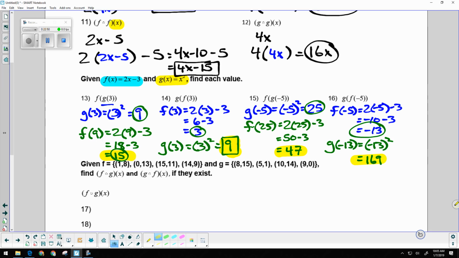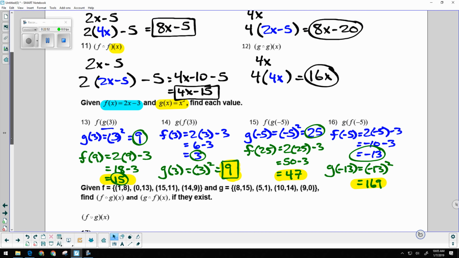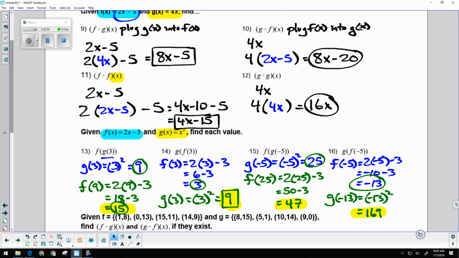So if we go back and look at the 8 problems we just did, 9 through 12 are compositions where you're plugging a variable in. Or in other words, you're plugging an entire function into a function. The last 4, 13, 14, 15, and 16, we are plugging a value in. And then the result, we are plugging into the other function. So 2 different types of compositions.